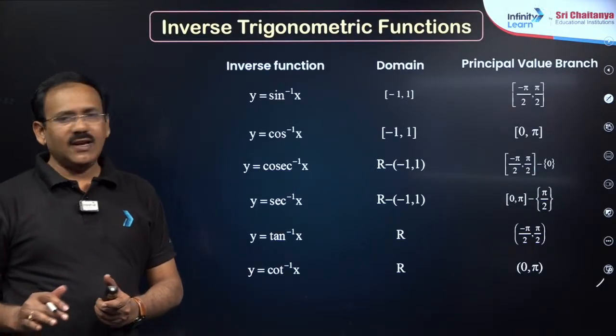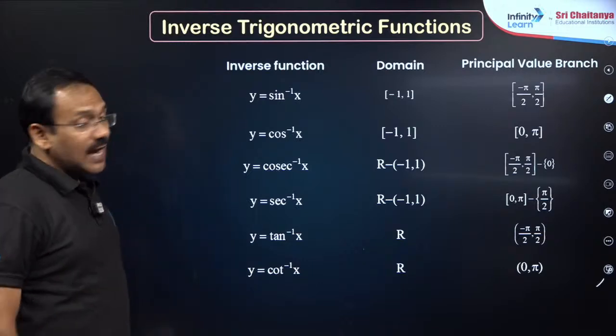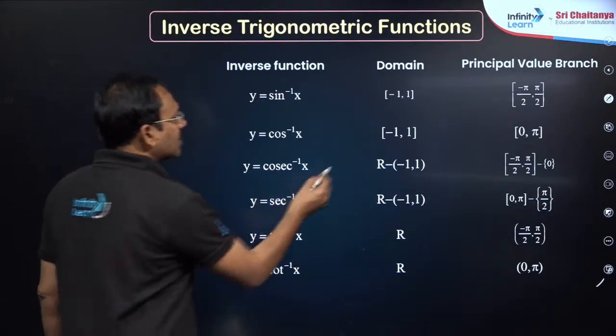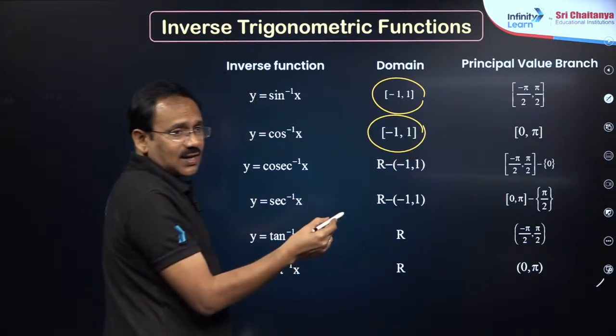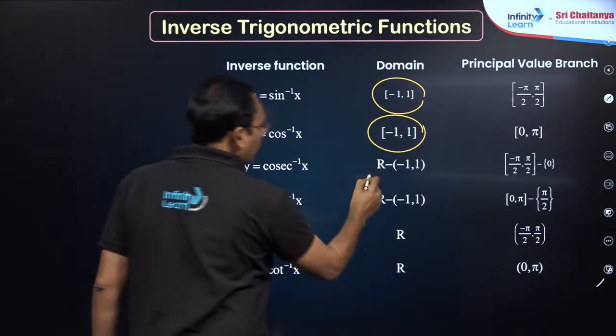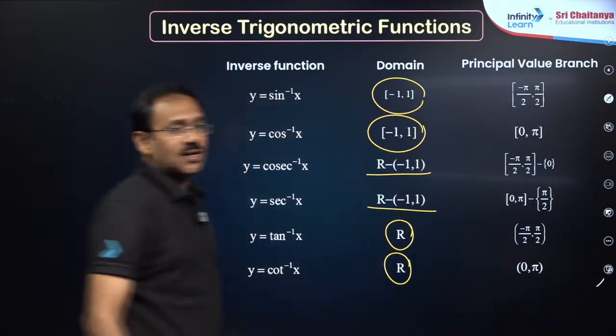Most important in inverse trigonometric functions are domain and range. For sine inverse, the domain must be -1 to 1, and cos inverse also. Cosecant inverse x, obviously its complement, and secant inverse also. Tan inverse x, cot inverse x, domains are important.